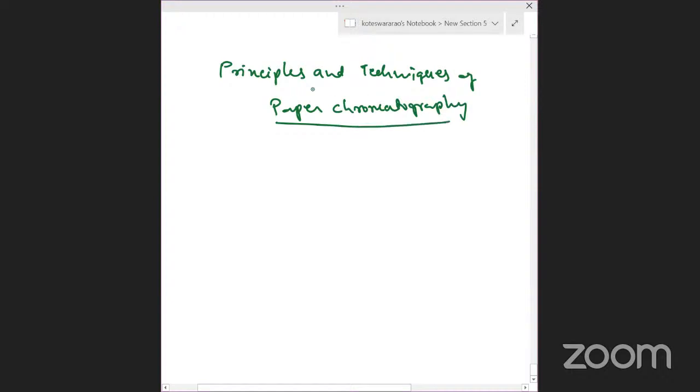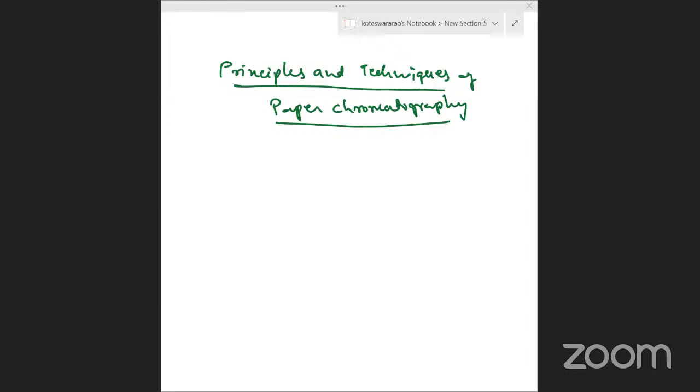Chromatography, paper chromatography. What topics are we going to cover in this unit? Principles of paper chromatography, types of paper chromatography, techniques of paper chromatography, applications of paper chromatography, advantages and limitations of paper chromatography. Now coming to the introduction to paper chromatography.